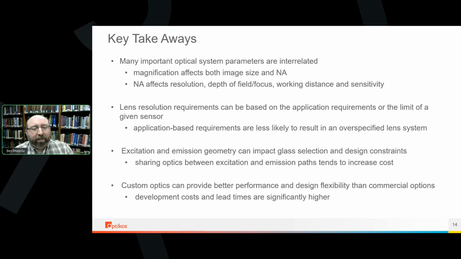Excitation and emission geometries can impact glass selection and design constraints, so it's important to know the geometric constraints of the system and know whether the excitation really needs to share optics with the imaging system. And finally, custom optics can provide better performance and design flexibility than commercial options, but the development costs and lead time are significantly higher. So there's a balance there. Often initial prototyping with off-the-shelf optics can get you a proof of concept and hopefully get you on the way to a custom design that really meets your needs.